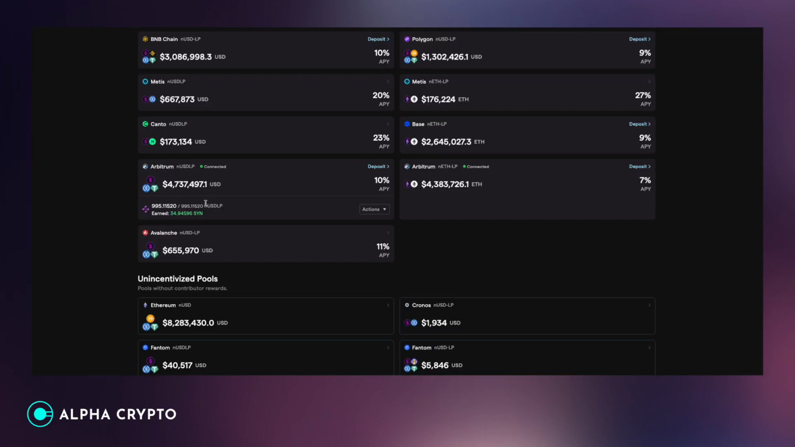So with Synapse, it's the same process. We have around 34 SYN to claim. And then what I'm going to do is swap this into the NUSD so I can recompound it into the pool.